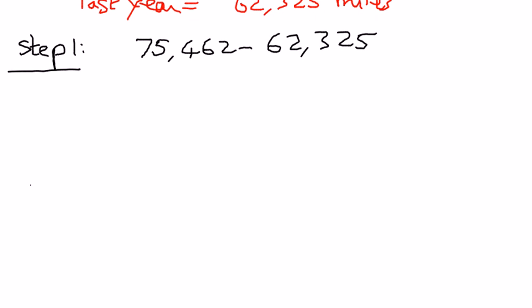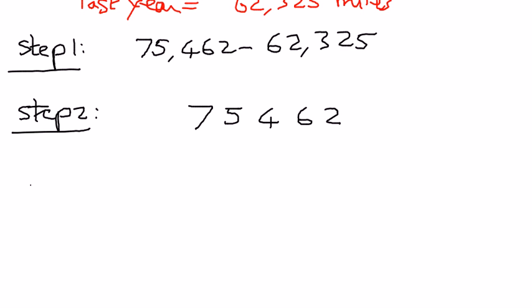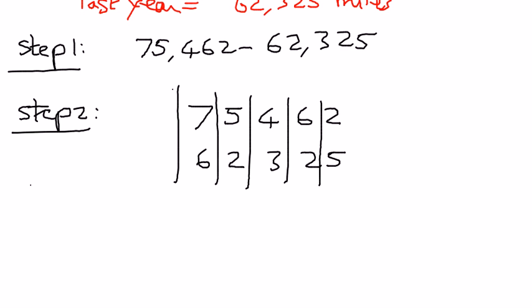As a second step, we're going to use the concepts which we've been talking about so far. We will use our place value charts and then be able to subtract the numbers. So let's write this one down. 7, 5, 4, 6, 2, and then we have 6, 2, 3, 2, 5. So let's draw some lines here, and then let us indicate the place value locations in here.